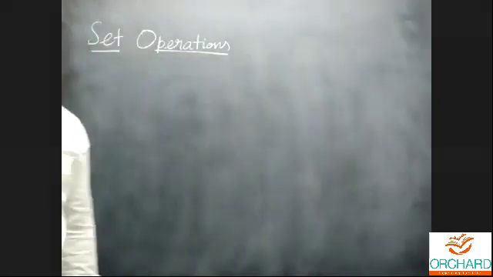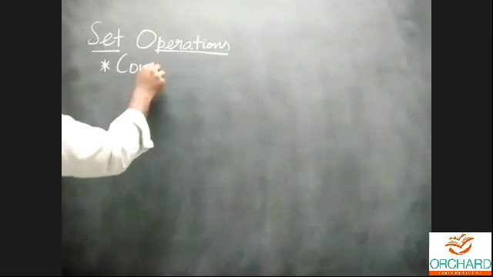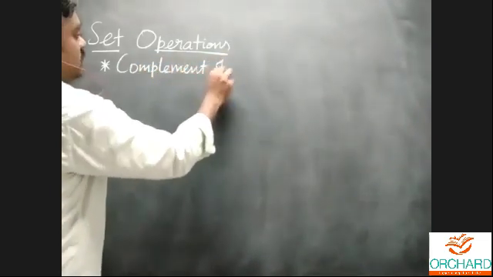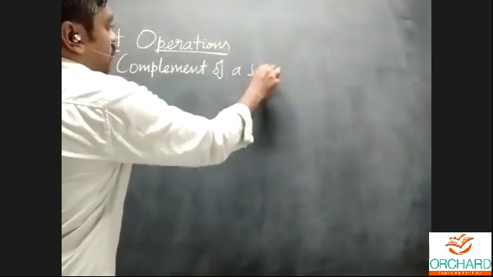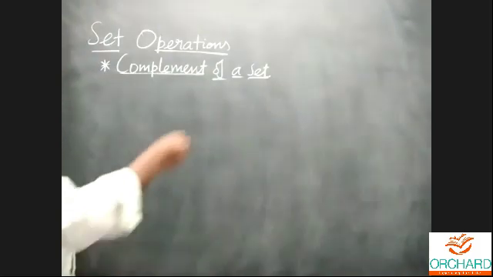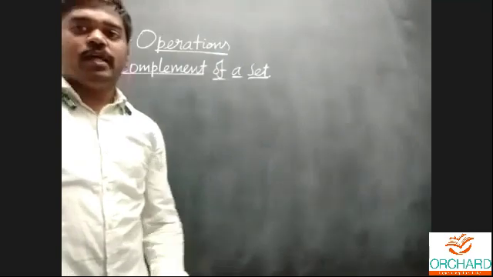The first one is the complement of a set. What is meant by complement? In simple words, we'll define the complement of a set. The complement of a set is everything except the set.